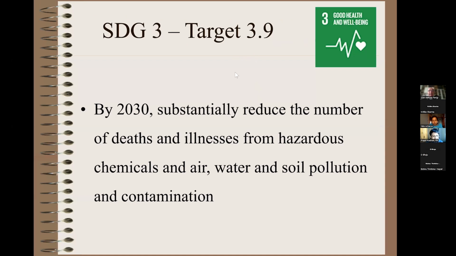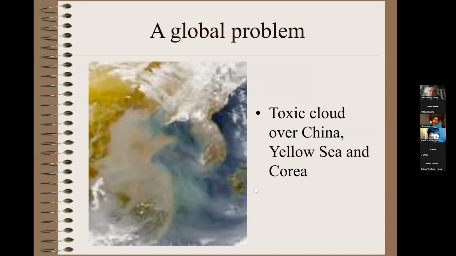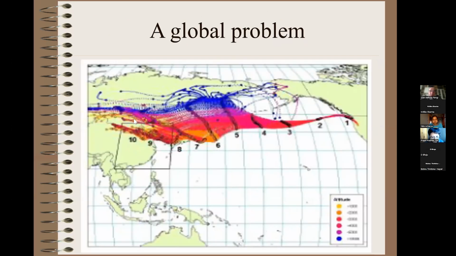Again, number 9: substantially reduce the number of deaths and illnesses from hazardous chemicals, air, water, and soil pollution and contamination. This is a picture taken from space over China, the Yellow Sea, and Korea. It is an extremely polluted area.